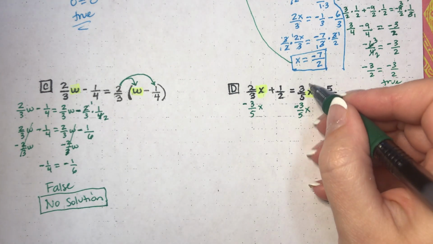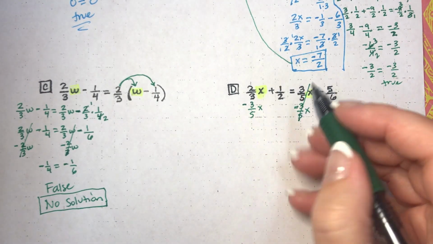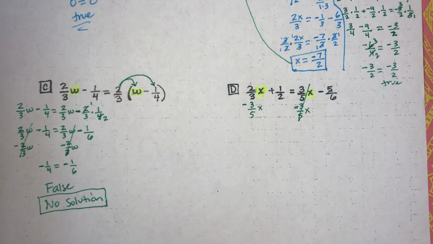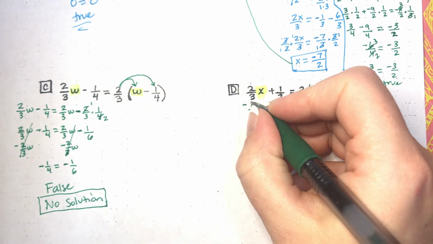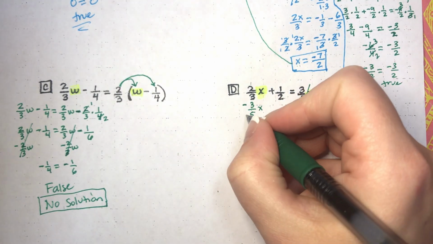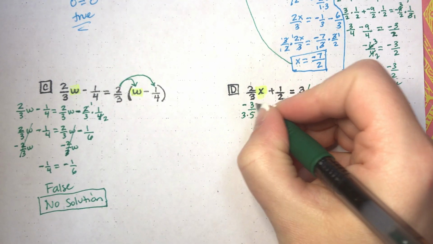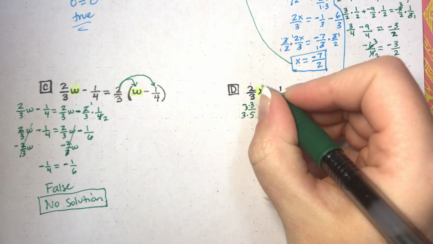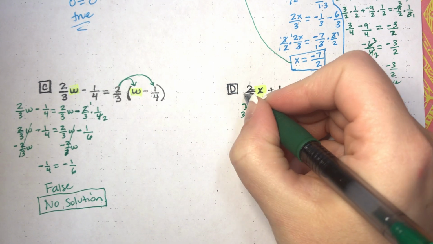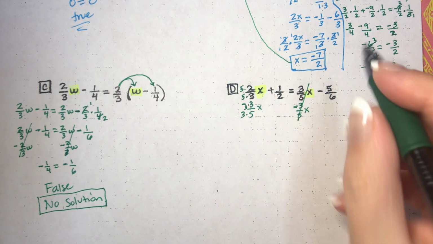Okay, this cancels. We're going to have to get a common denominator. So between 3 and 5, when you count by 3s and you count by 5s, what's the first number they both have in common? It's going to be 15. So we're going to want to make that denominator 15. So that means I'm going to multiply the top and the bottom by 3. And then I'm going to have to multiply this one by 5. So what do I get?